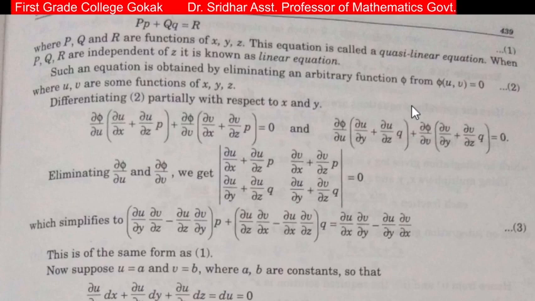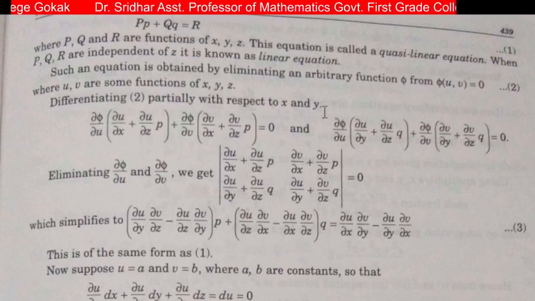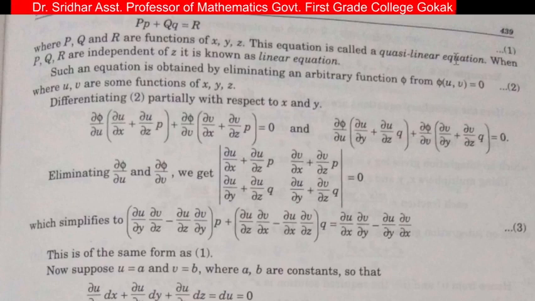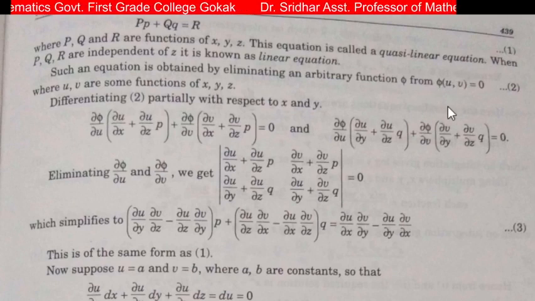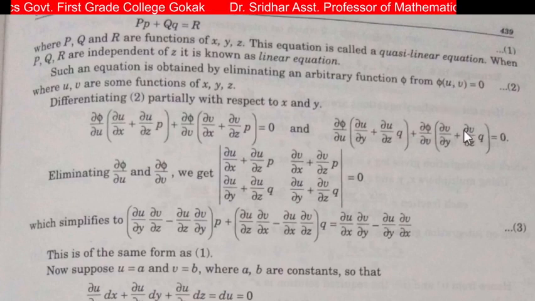First write these two statements, then differentiate equation 2 partially with respect to x and y. While differentiating, phi is a function of u and v. First you differentiate phi with respect to u, and then u with respect to x and u with respect to z also, because it is a function of x, y, z.